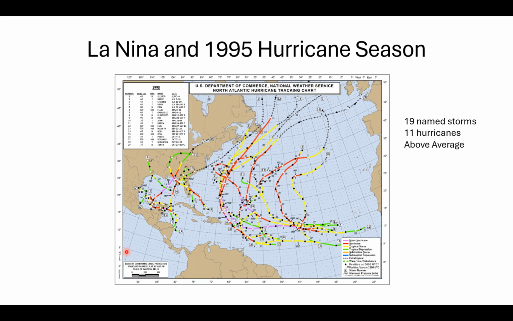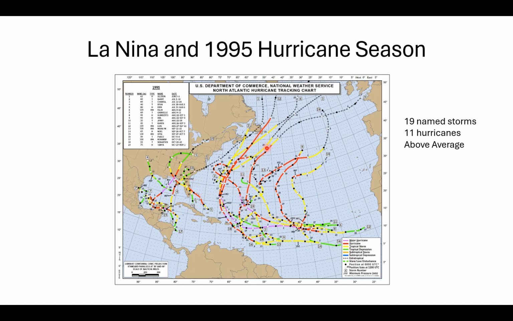Starting with the 1995 hurricane season, when we had La Nina in place, there were 19 named storms and 11 hurricanes, and we had an above average season overall in 1995. There were a couple really good ones for the Florida Panhandle in particular that really made some noise: Hurricane Erin and Hurricane Opal. Opal was a late September, early October system for the Florida Panhandle, and those systems were very strong.